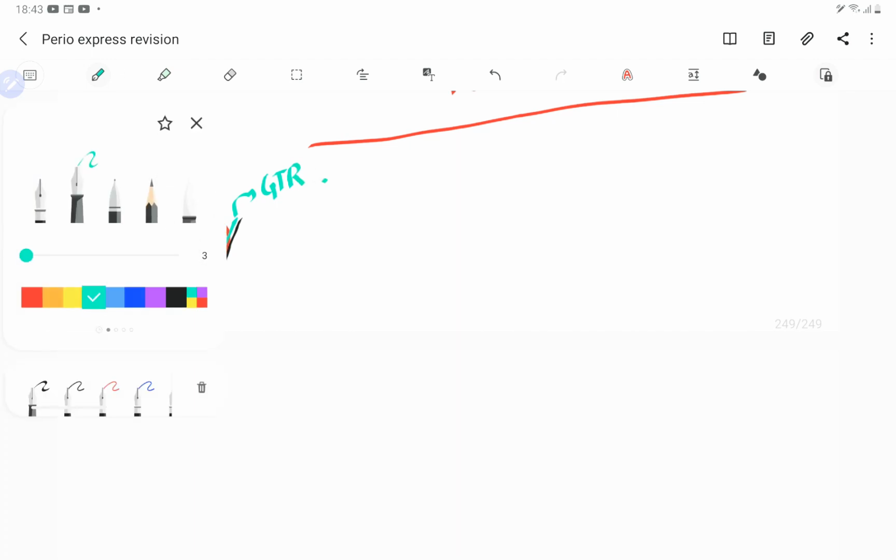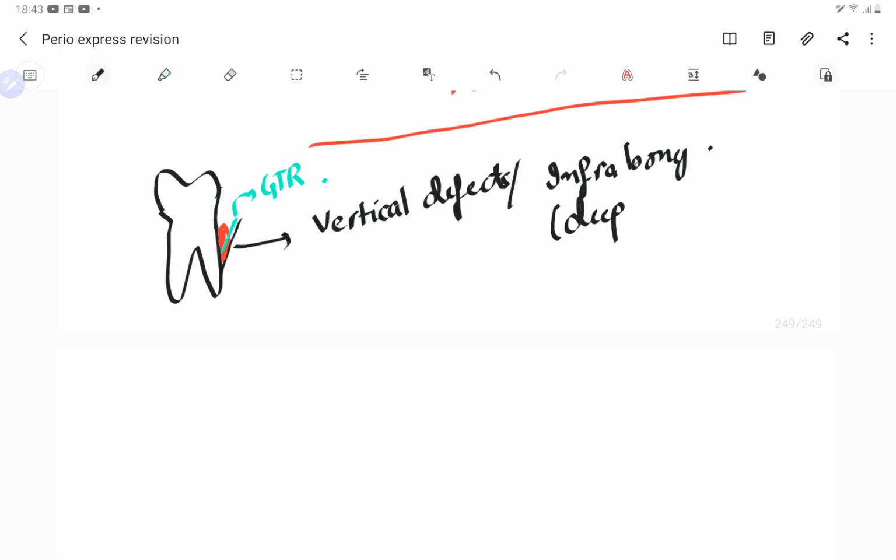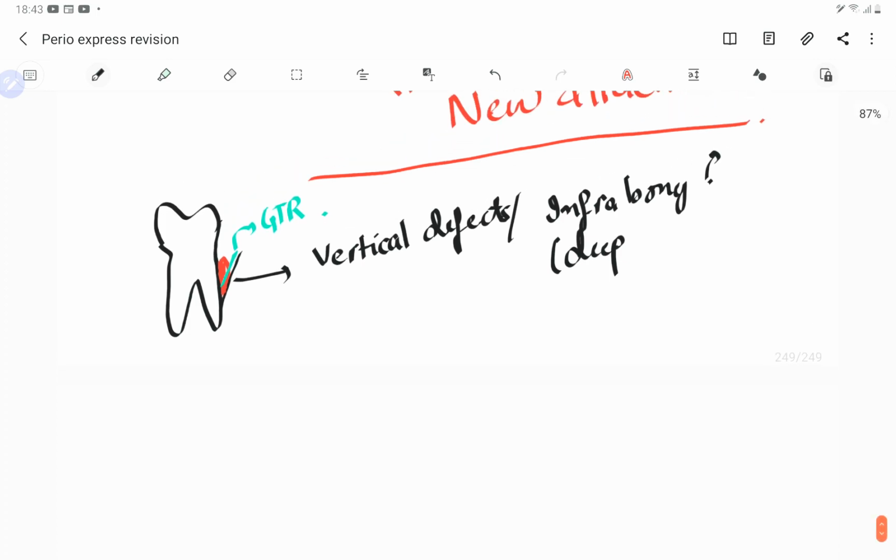So this particular kind of defect where we want to place the GTR is basically our vertical defects, or in other terms, infrabony defects. Now again guys, vertical defects, we have just now talked about that. In the vertical defect, we also do the resective surgery, right? So in case of a deep and narrow defect, say for example a class 2 defect, and infrabony also class 1 defect, and early class 2, we are doing the resective surgery which we have talked about.